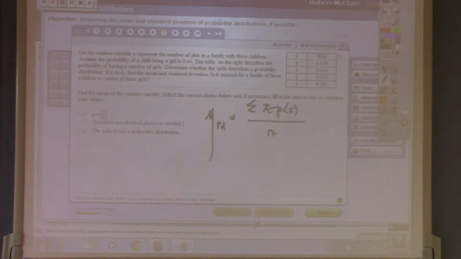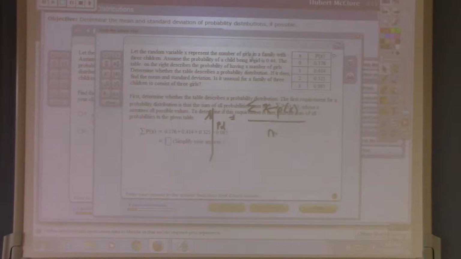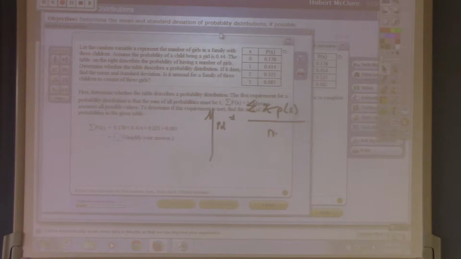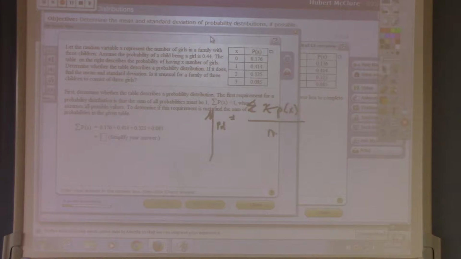And they should give you that as soon as you hit help me solve this. No, they don't give it to you. Well, you gotta get the summation of p of x. Okay, find the summation of p of x. I had x in there, sorry. So add all these up to check to see if it is a binomial distribution. They're checking it to see if it's a binomial distribution.